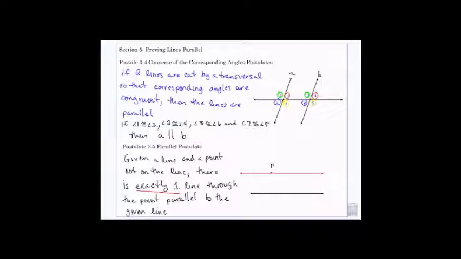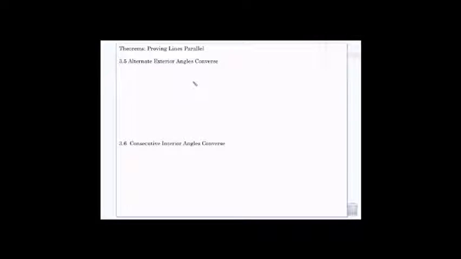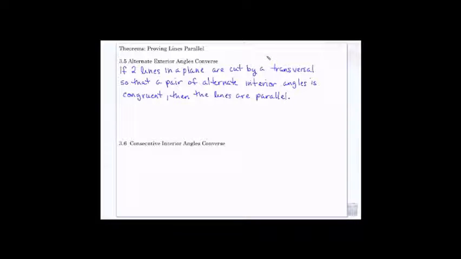All right, so now we have these theorems that we can use to prove lines are parallel. When I say we're going to prove lines are parallel, I don't mean we're going to write proofs. We're just going to do calculations to show that lines are parallel. Okay, so there are four of them. These are all converses again.